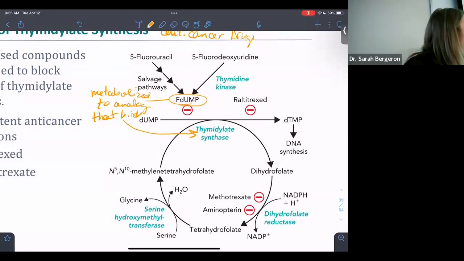Or is it the 5-fluoro? The 5-fluorouracil is metabolized to this analog. So this FdUMP is the analog.